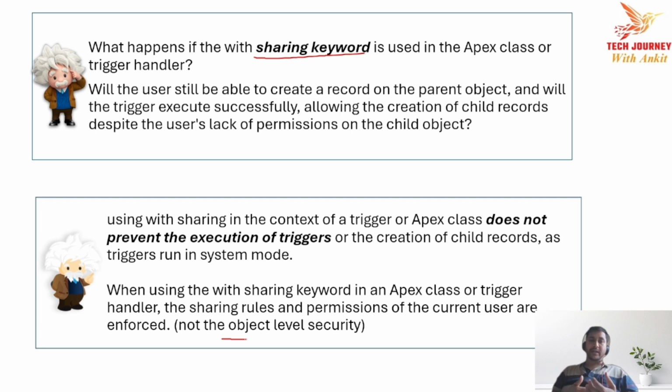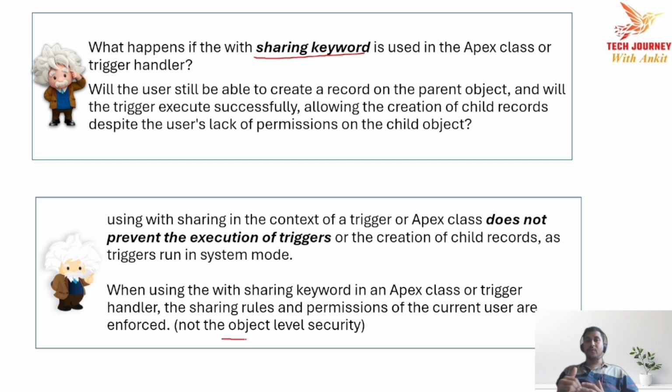You can also expect a follow-up question on this. The follow-up question would be something like this: what if I want to make sure that my trigger fails in case the user does not have appropriate access? How can you achieve that? Or you can say, how can you implement object level security inside Salesforce?